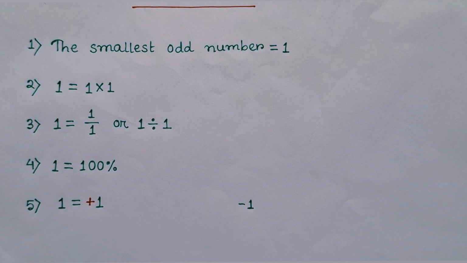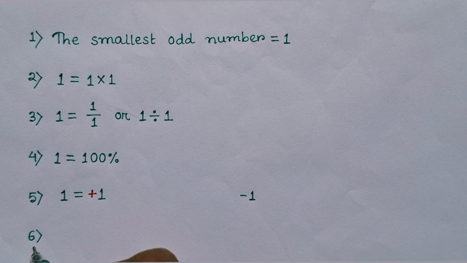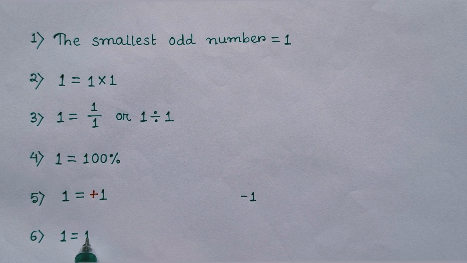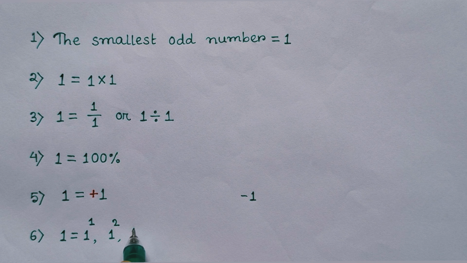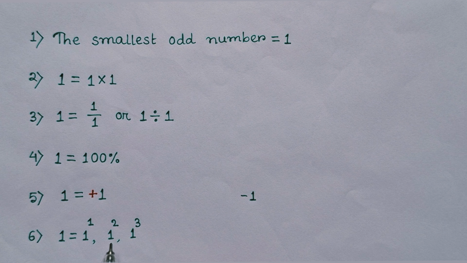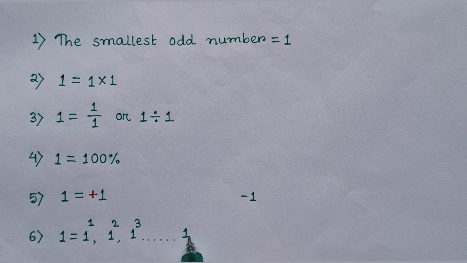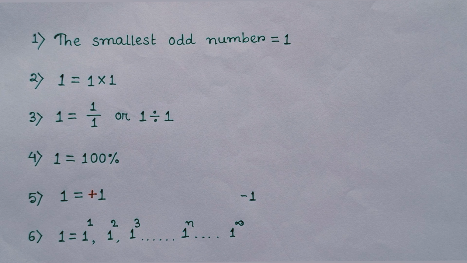Now, number 6. If we want to express the number 1 in exponential form, how can we write? 1 can be written as 1 to the power 1. It can be written as 1 squared. It can be written as 1 cubed. All will give the value 1. Dot dot dot, 1 to the power n. Dot dot dot, 1 to the power infinity. All will give the value 1.